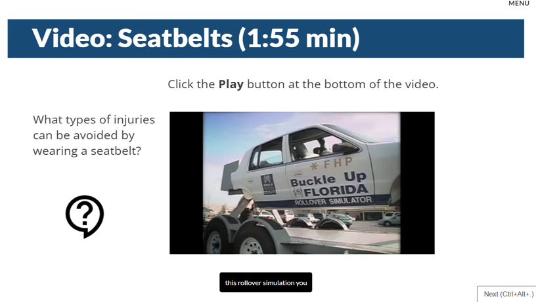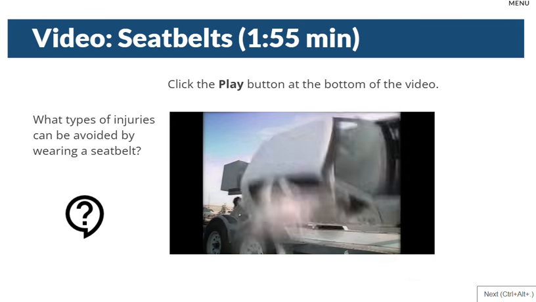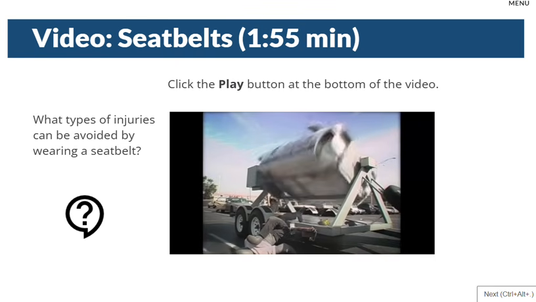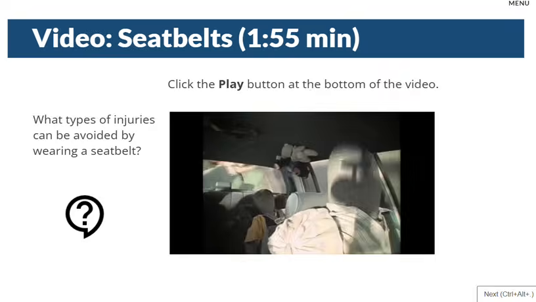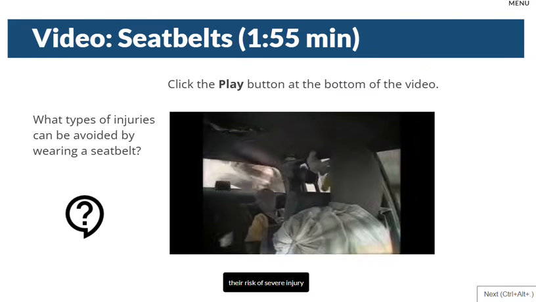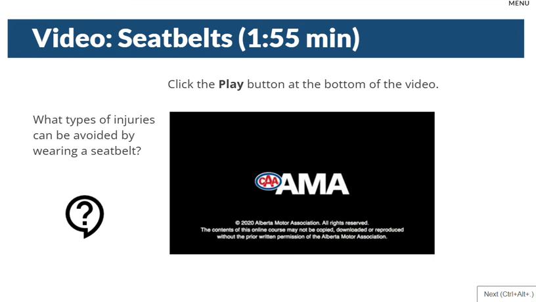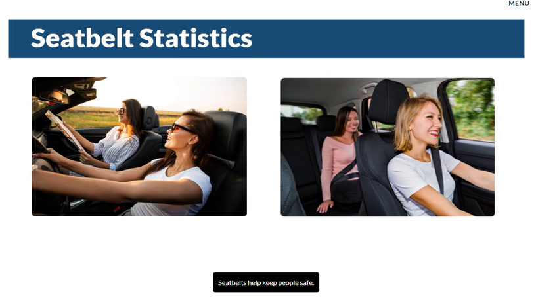In this rollover simulation, you can see the potential damage to the unbelted occupants. Since they are buckled in, their risk of severe injury is substantially reduced. Seatbelts help keep people safe.